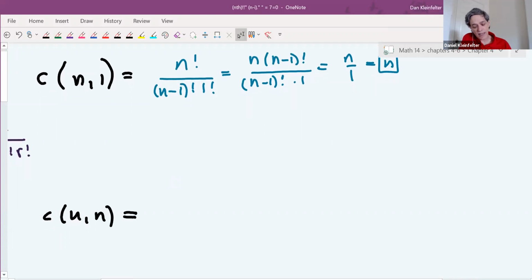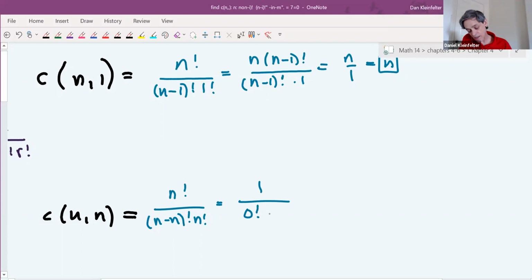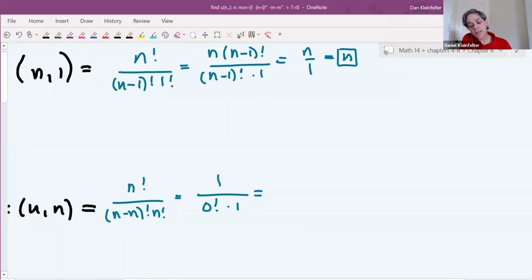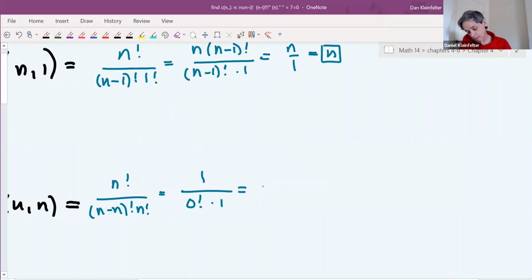Okay, so let's try that again. We want C(n,n) this time. So this will be n factorial over n factorial times n minus n factorial. This time the r is the same as the n. So we'll have n factorial again. Now n factorial divided by n factorial is just going to be 1. And then n minus n is 0, so we'll have 0 factorial times 1. Remember that 0 factorial is not 0. It's actually equal to 1. So we'll just have 1 for this.